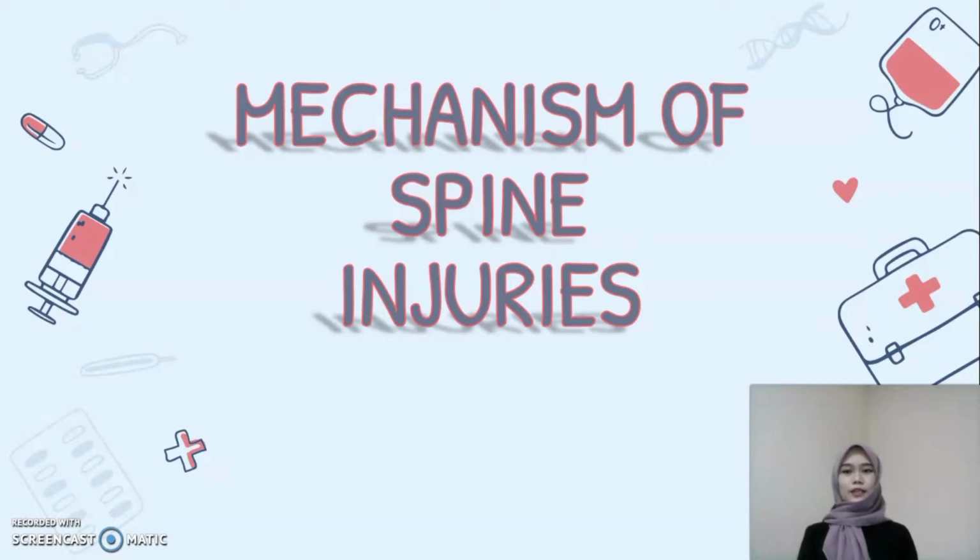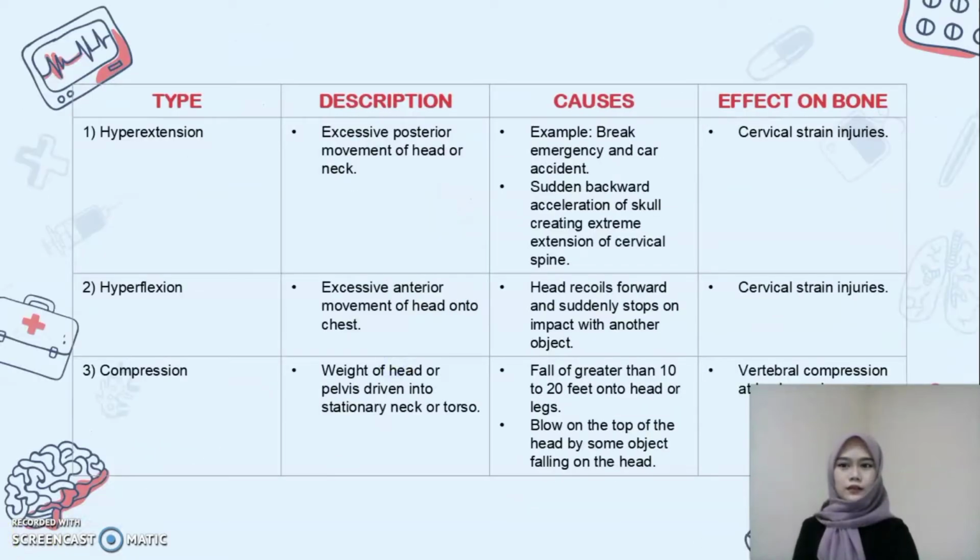Today, I would like to present about the mechanism of spine injuries. There are many types of mechanism of injury. Firstly is hyperextension. Hyperextension is an excessive posterior movement of the head or neck. The causes of hyperextension are, for example, emergency braking and car accidents, or sudden backward acceleration of the skull, creating extreme extension of the cervical spine. The effect on the bone is cervical strain injuries.